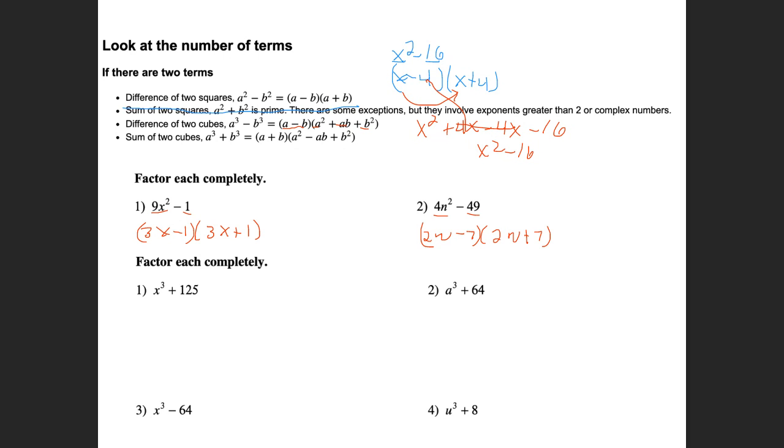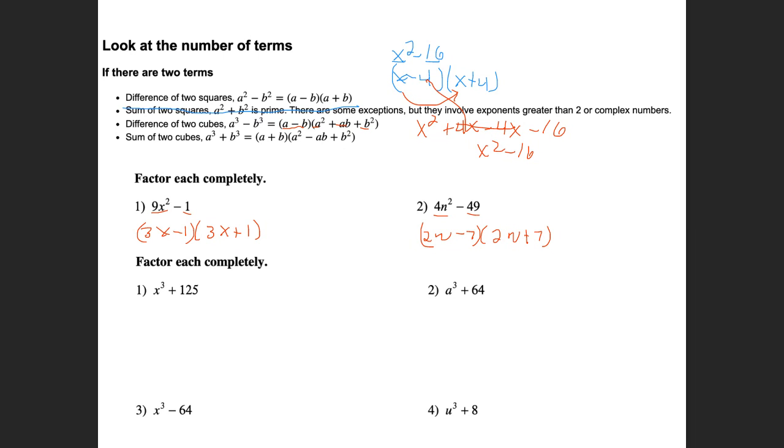Now, we have the sum of 2 cubes and the difference of 2 cubes. The formula is exactly the same, except right here and right here. If it's a difference of cubes, you have a minus to start with, and then a plus here. And if it is a sum, then it's a plus here and then a minus here. That's the only difference.